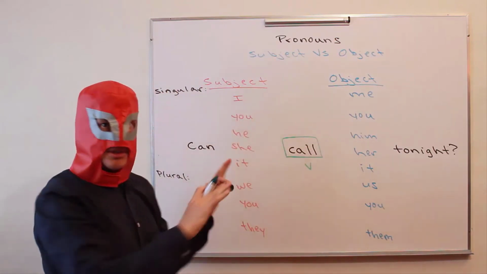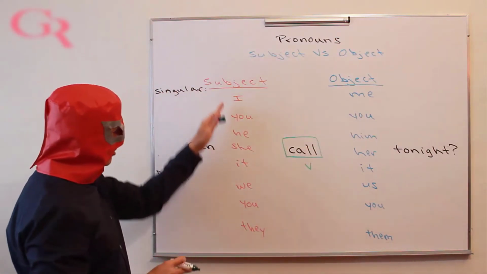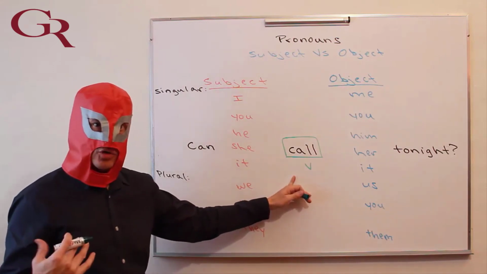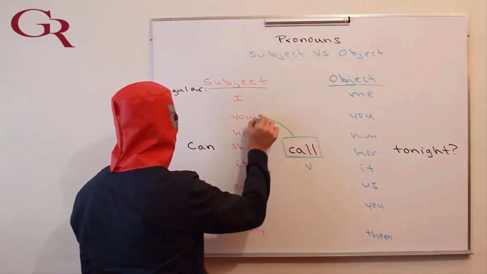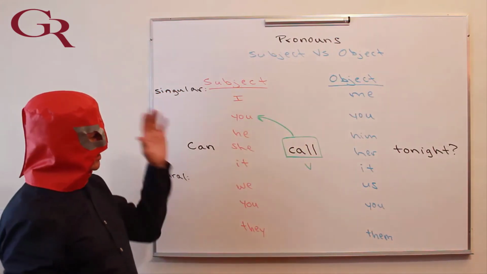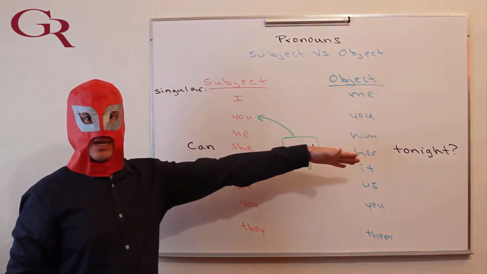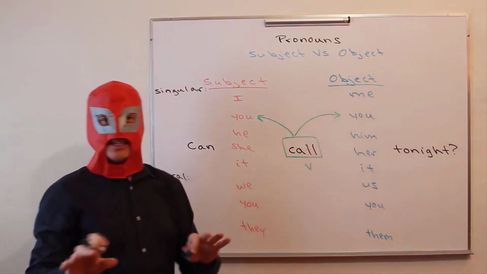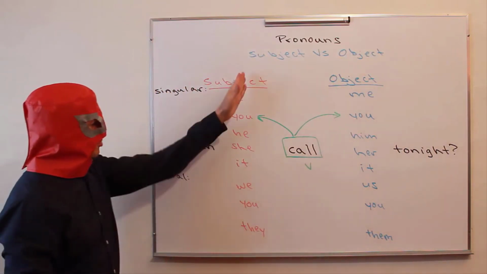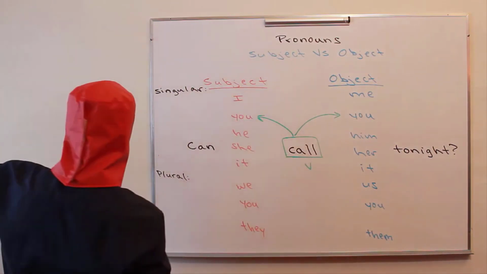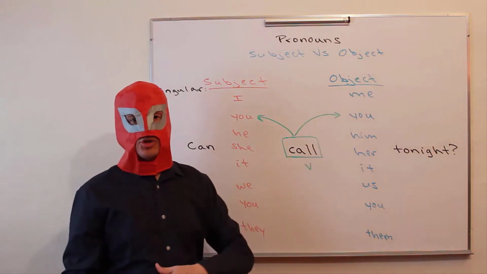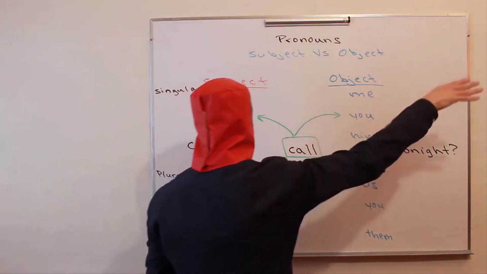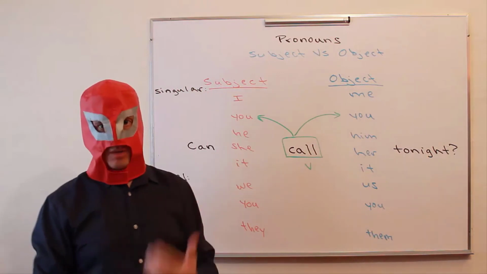Now, if I'm going to use a pronoun, the pronoun that I use before the main verb is going to be a subject pronoun. And once again, the pronoun that I use after the verb is going to be the object pronoun. So it's easy if you remember. The pronoun to the left is the subject pronoun. The pronoun to the right is the object pronoun.